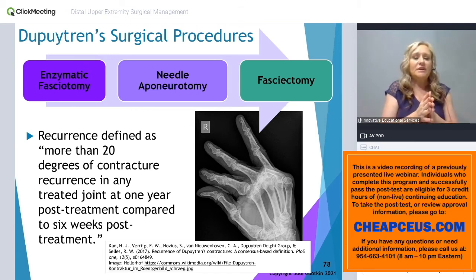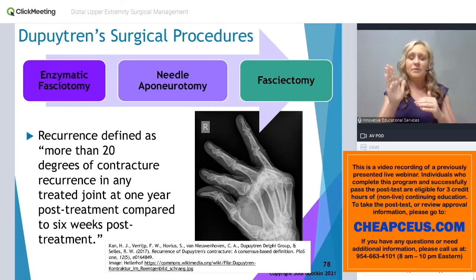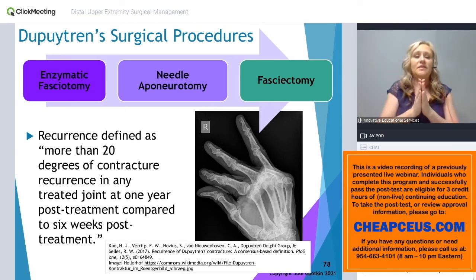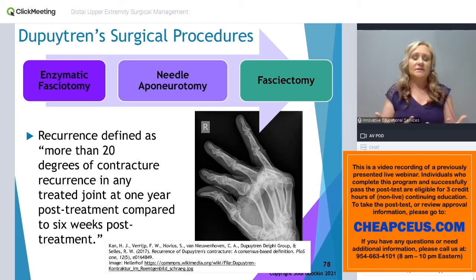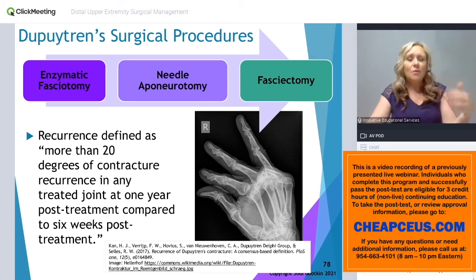They look at the patient post-operatively at 6 weeks. So 6 weeks after surgery, whatever range of motion has been obtained, and then they compare the patient a year from then. If they lost more than 20 degrees from 6 weeks post-op to a year, that was defined as reoccurrence. Now we'll probably see better data coming out comparing these different surgical interventions that we'll talk about to see which one's most beneficial.